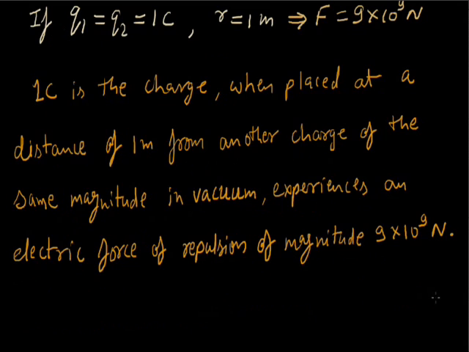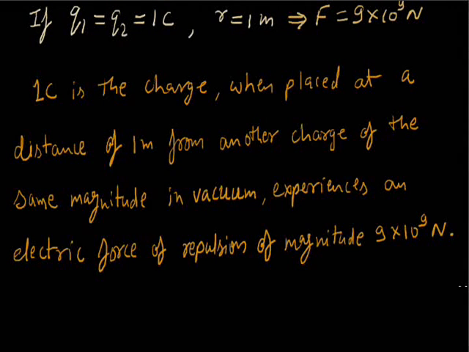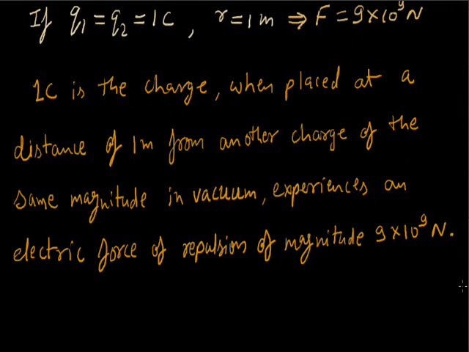In practice, we don't use 1 Coulomb. It is too big to be used; it's a very big unit. So in practice, we use micro Coulomb, which is equal to 10 raised to the power minus 6 Coulomb. So this is how we can give the definition of 1 Coulomb using Coulomb's law.